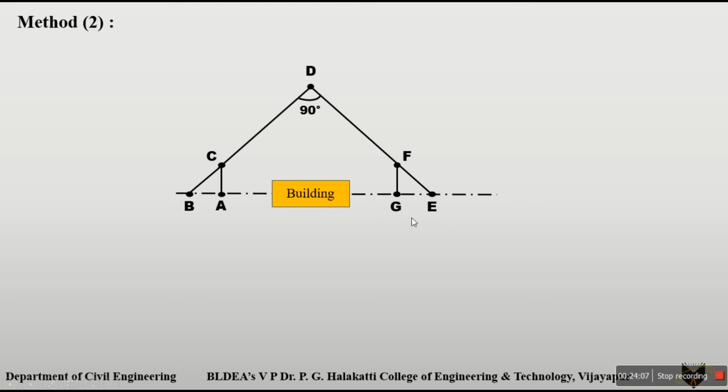Okay, now we have to join the line C to F. Join the line C and F, then measure the distance of CF. Okay, the distance CF is equal to A to G. We will get the distance AG by measuring the distance CF. Okay, next method, that is the third method.